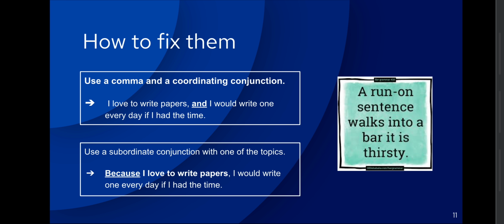The fourth one is using a subordinating conjunction with one of the topics, which gives you, because I love to write papers, I would write one every day if I have the time. Because here is the subordinating conjunction. It is used to make the first topic dependent on the second to give the sentence a strong finish while keeping it whole.